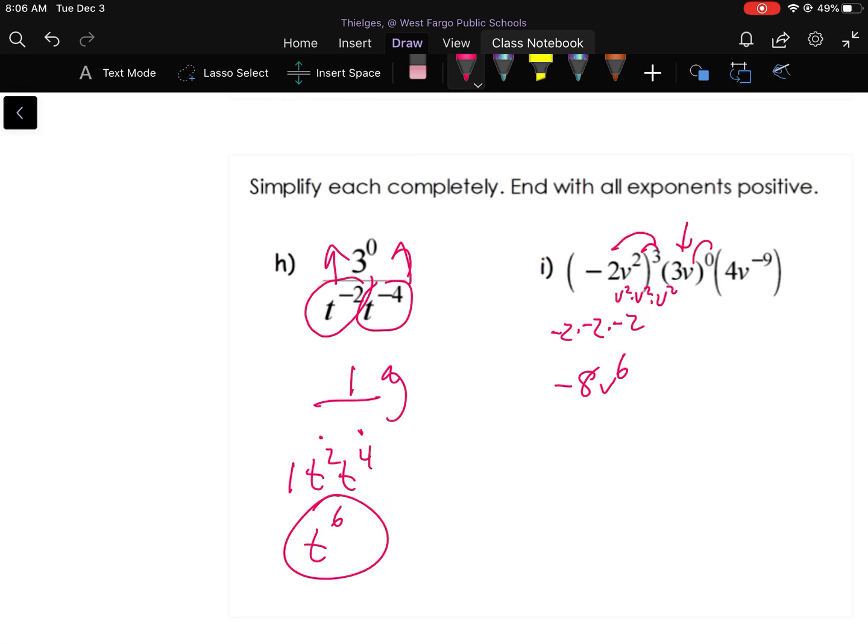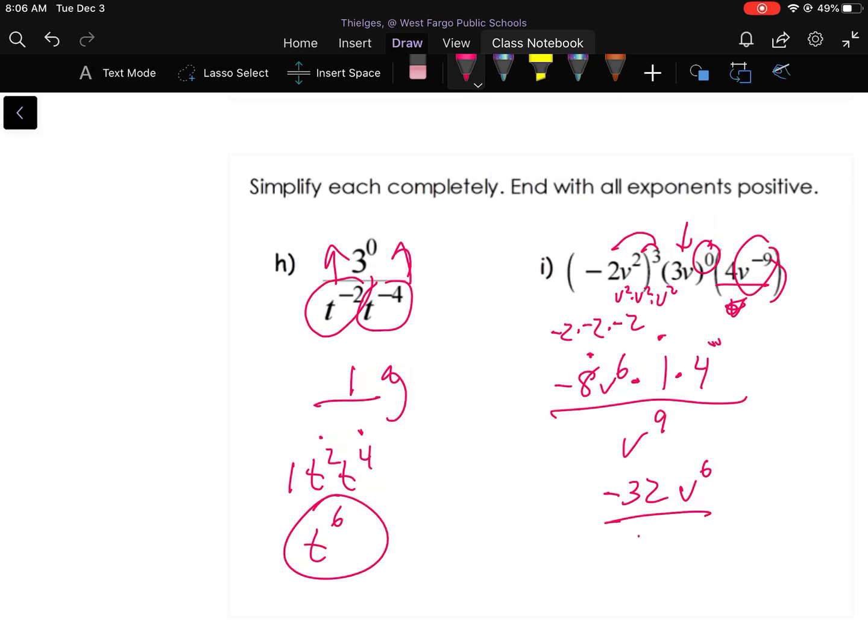Okay, this piece right here, it's to the 0 power, so that piece is going to turn to 1. And I got 4 and v to the 9th. So the big numbers I can just multiply because we're multiplying here. So negative 8 times positive 1 times positive 4, negative 32.